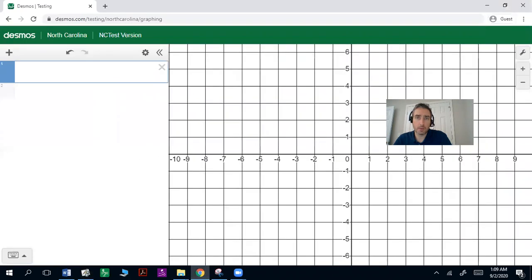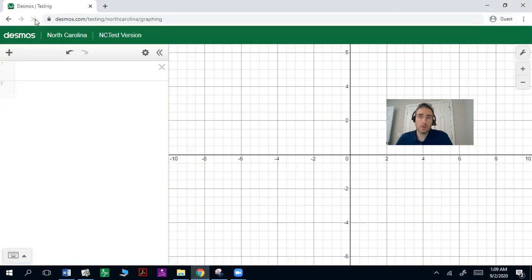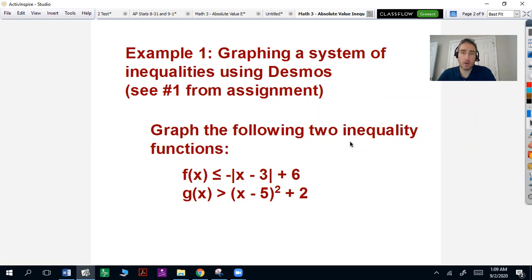And let me do a home screen here. All right, back to the home screen. So on the Desmos graph, this is going to be question number 1 in your assignment, we need to graph the following two inequality functions. So we're going to create a system of inequalities.